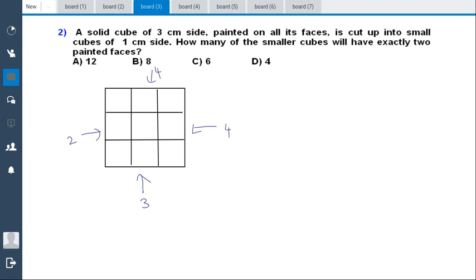Now, since all faces are painted, this particular smaller cube is painted on this side, this side and this side. So therefore, this is painted on its 3 faces. Similarly, here also 3 faces: this side, this side, this side.